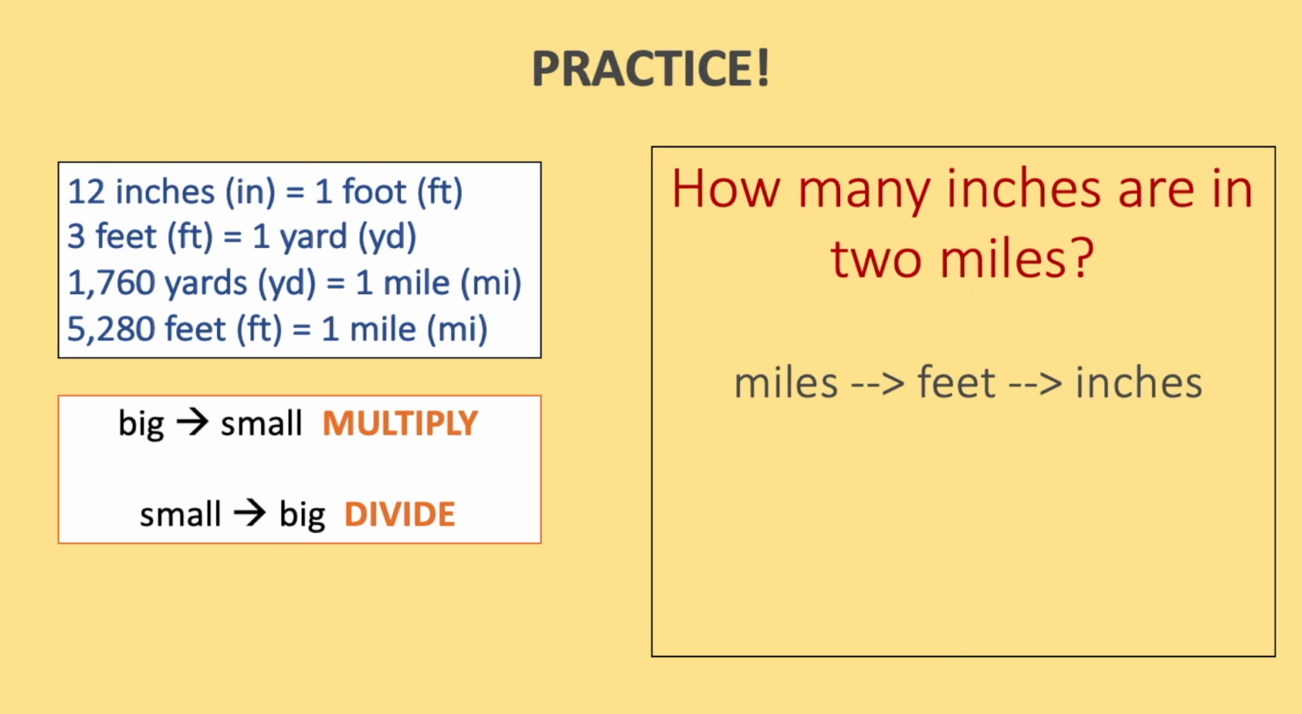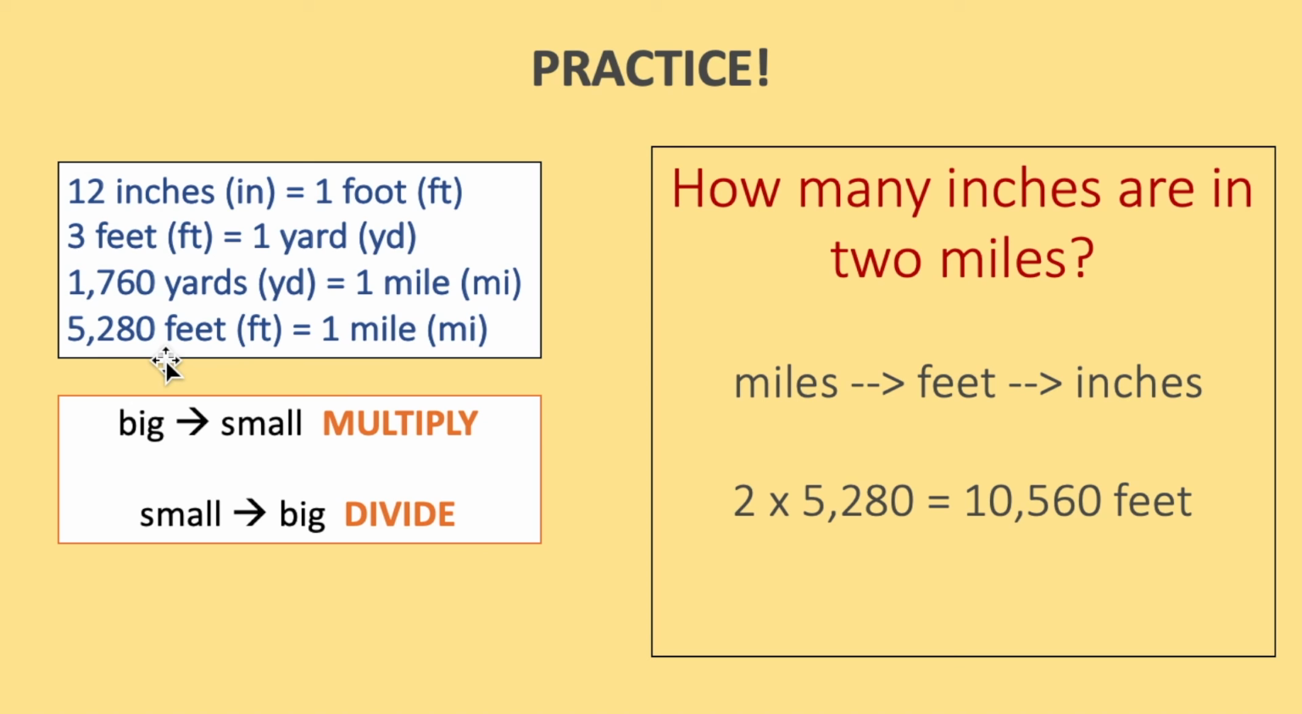So we'll start off with the number they give us, which is 2. And then we're going to turn miles into feet. So we're going from a big unit of measurement to a small unit of measurement. So we're going to multiply by the conversion factor. And there are 5,280 feet in 1 mile. So we're going to multiply 2 times 5,280, which will give us 10,560 feet in 2 miles.